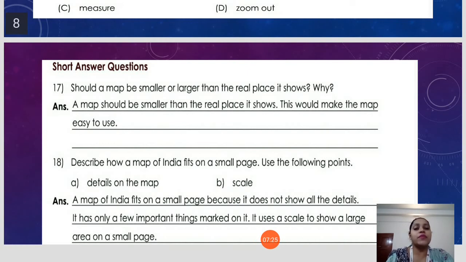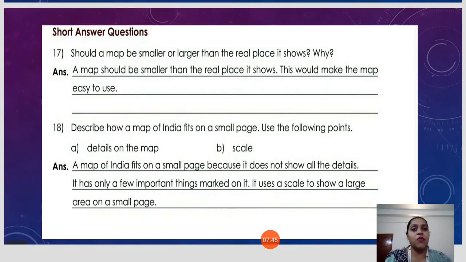Then question number 18. Describe how a map of India fits on a small page. Use the following points: details on the map and scale. So a map of India fits on a small page because it does not show all the details. It has only a few important things marked on it. It uses a scale to show a large area on a small page. Yes.